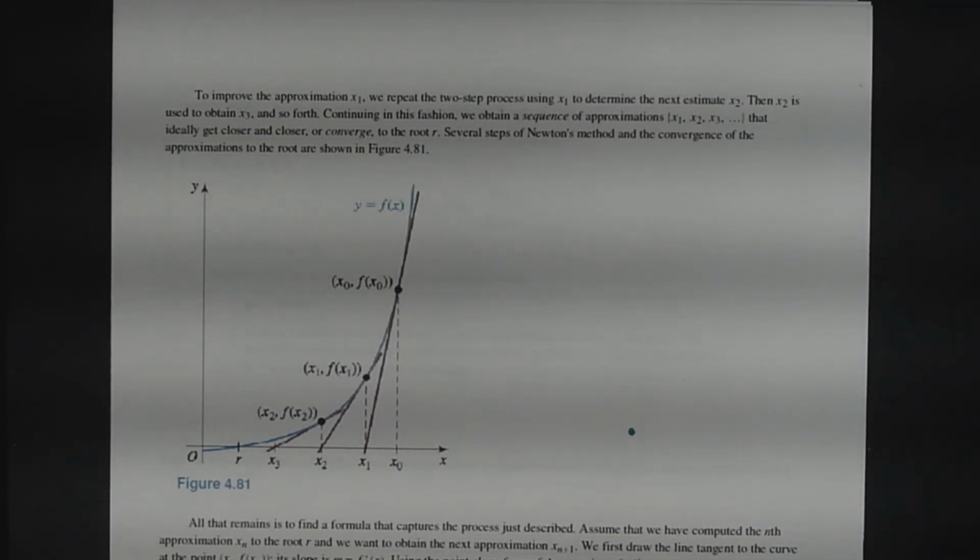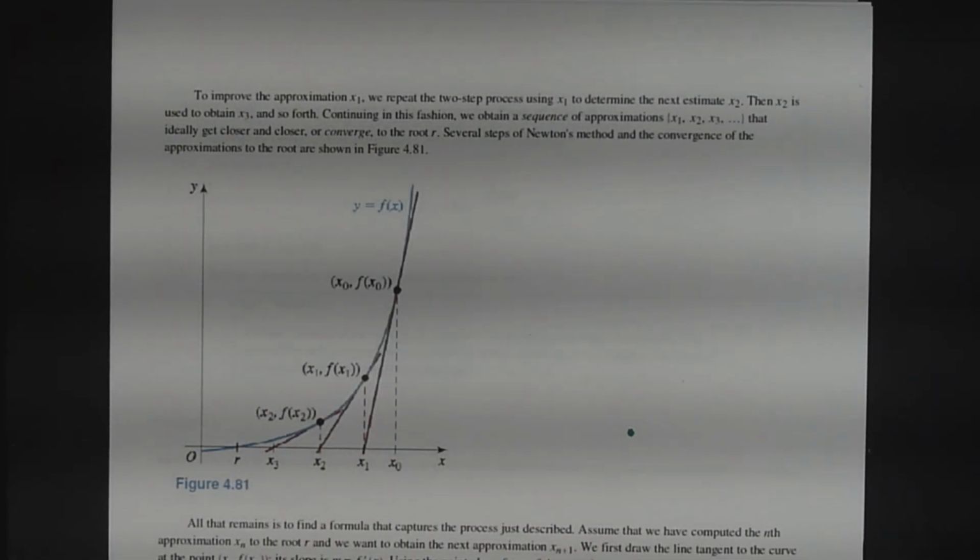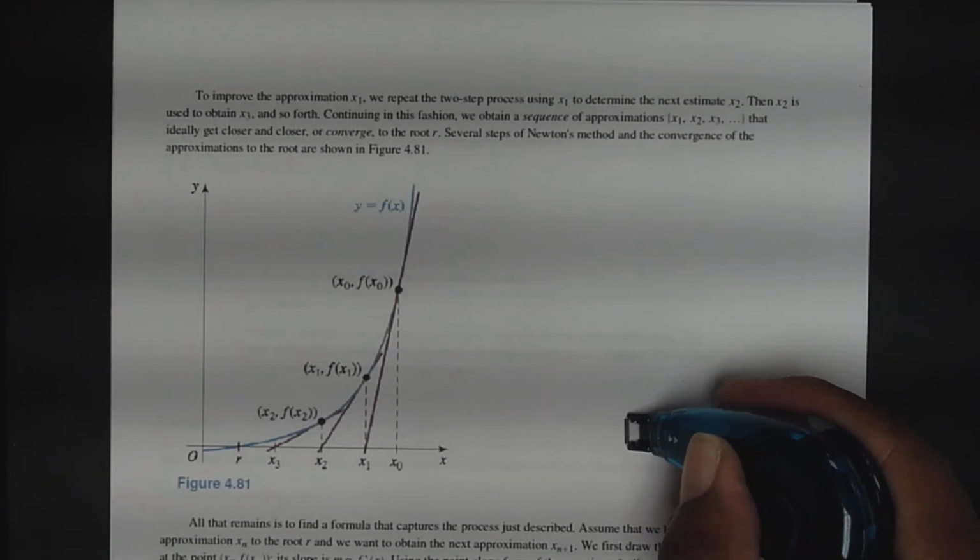Okay, and several steps of Newton's method and the convergence of the approximations to the root are shown here in this figure, so you can see what's going on here, because the more tangent lines I draw, the closer I will get to the root for that function, which is r.